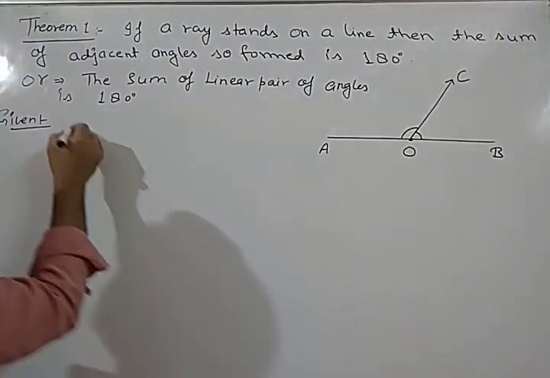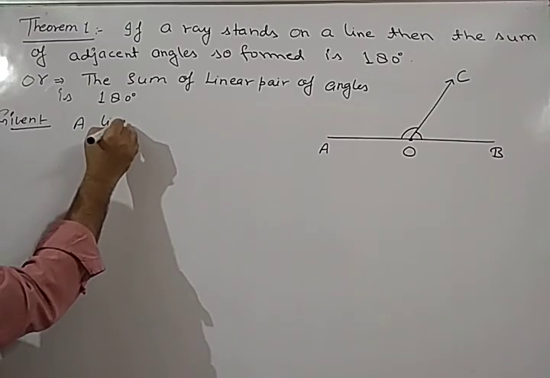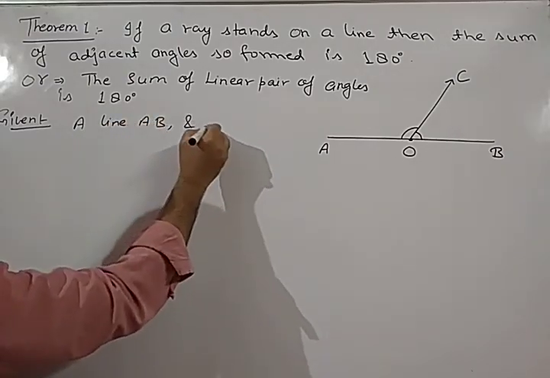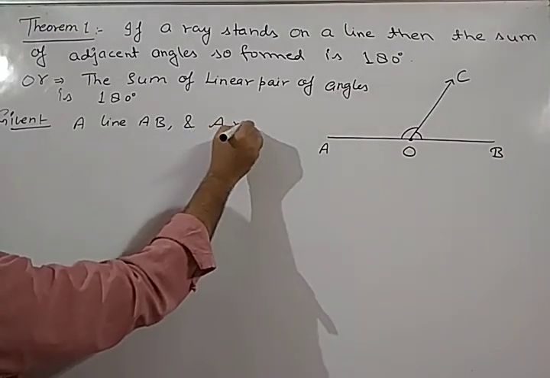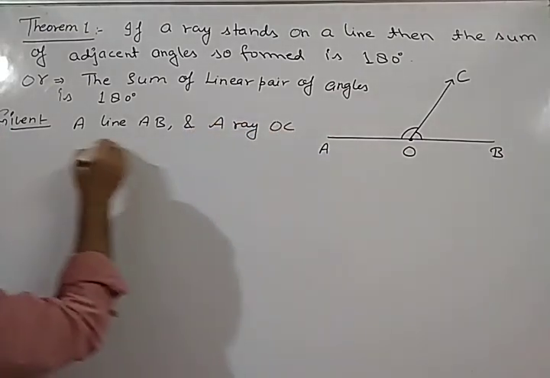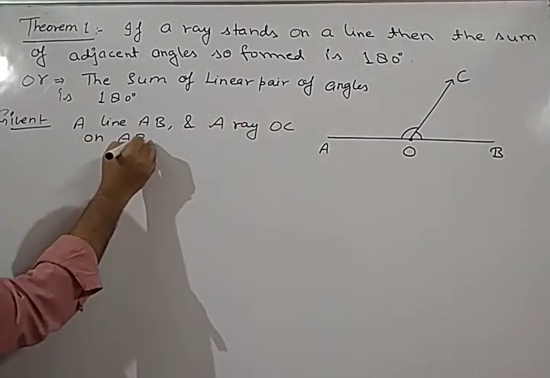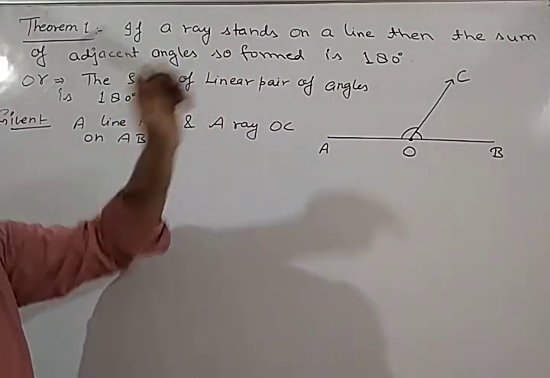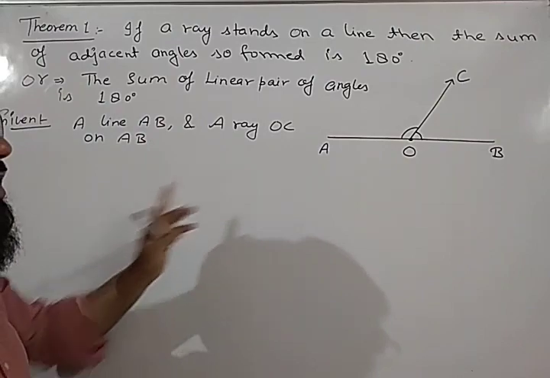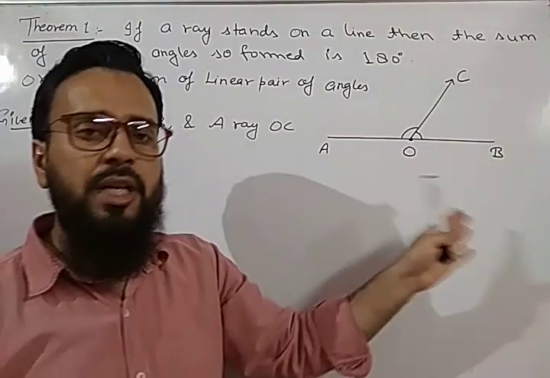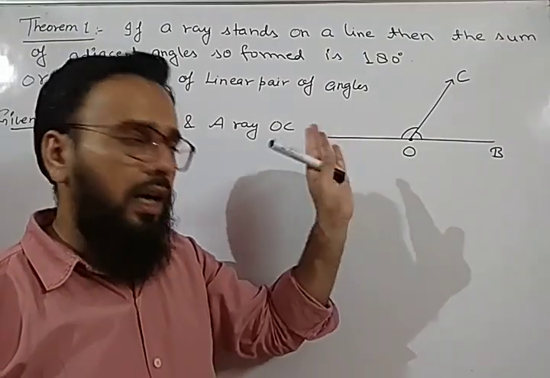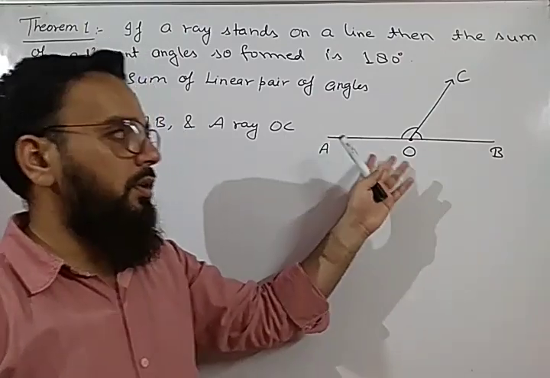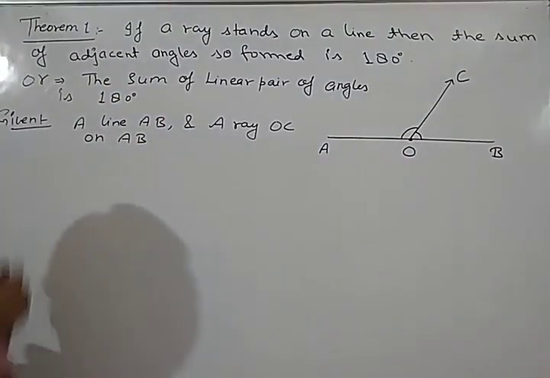So first we will write a line AB and a ray OC on AB. Okay, because we have given a ray stands on a line, so we have considered a line AB and a ray OC on line AB. This all we have considered ourselves. Okay, we have drawn this figure ourselves. So this we have to write in given. Now what we have to prove?